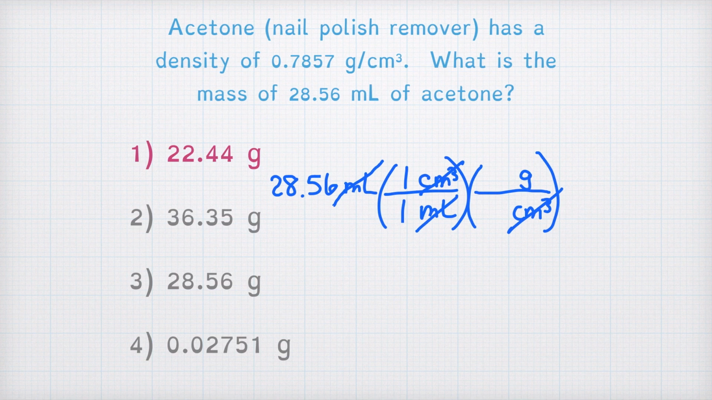If you put the units in first like this, then you don't have to stress about thinking if you should be dividing by the density or multiplying by the density, because it all works out with the units when you put those in. So you put in the values, you would say it's 0.7857 grams per 1 cubic centimeter. And so that way the cubic centimeters cancel and you're left with grams. And when you multiply it out, you get the 22.44 grams.